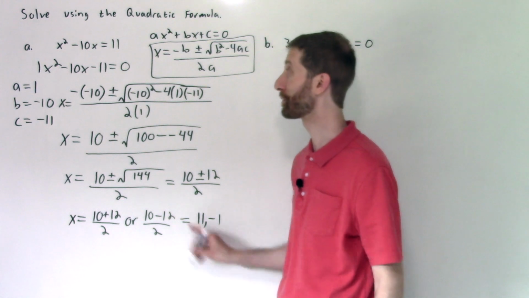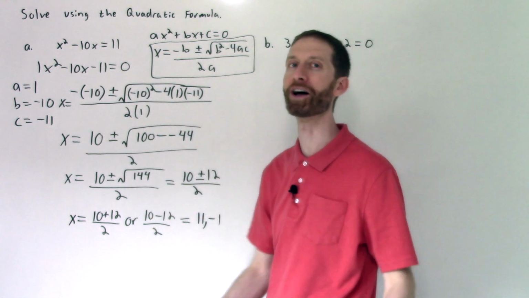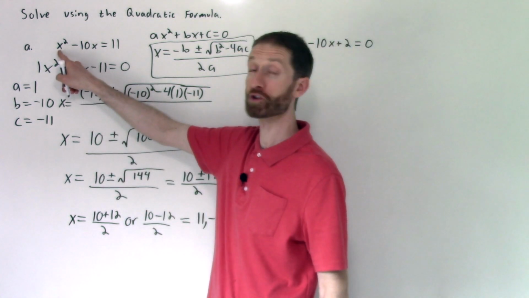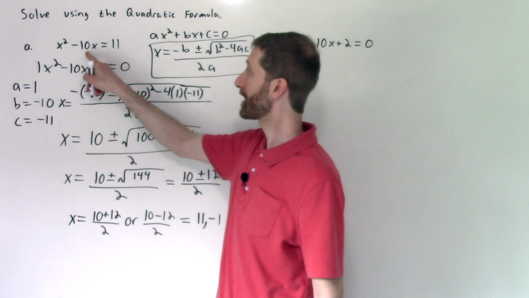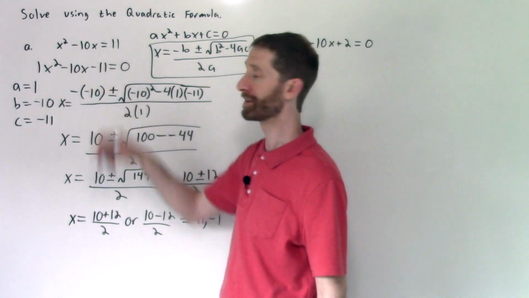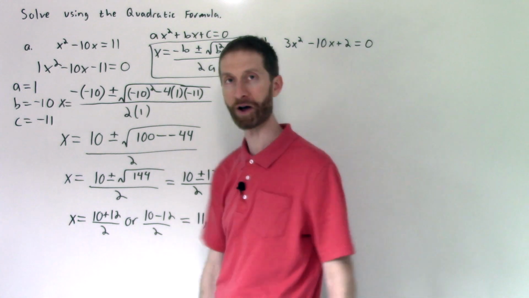Those are our answers. If you plug them into the original equation, guess what? Negative 1 squared is 1. Negative 10 times negative 1 is 10, and 1 is 11. And then it'll work with 11 as well.